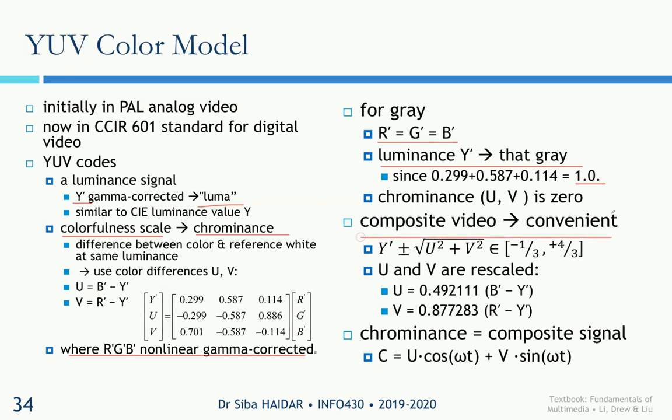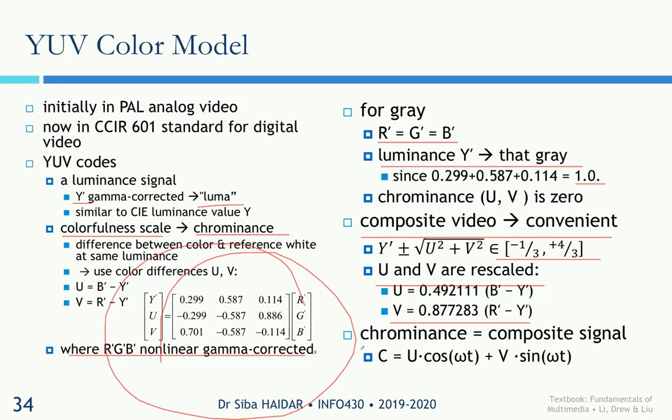In composite video, it is convenient that you move a little bit the range of variations of YUV. So instead of using this formula, we will use another formula that is more convenient to the following restrictions, which are Y prime must vary between 0 and 1, and plus or minus the square root of U squared plus V squared must be inside the range minus 1/3 to plus 4/3. And for this, U and V are rescaled with these formulas so that they are inside this range.